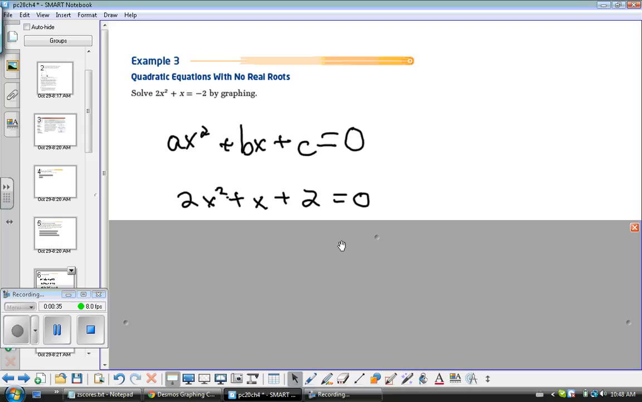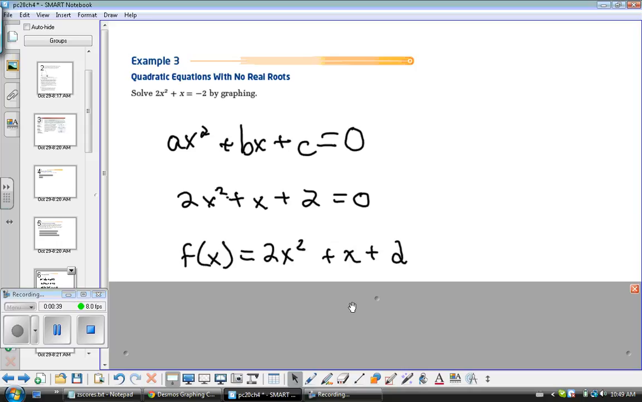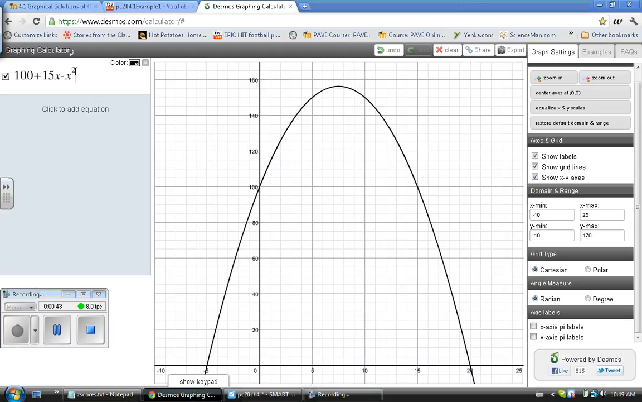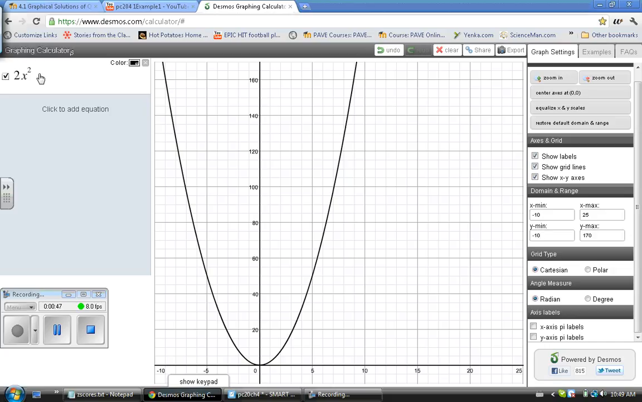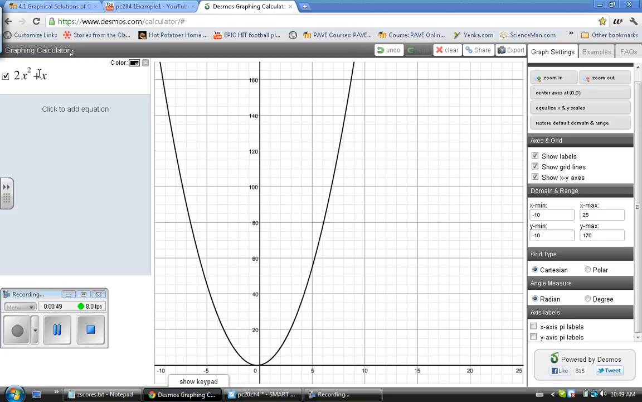And we find the solution to the quadratic equation by graphing the quadratic function that has the same form. So let's graph that quadratic function. Okay, there it is. And it asks us to solve it.